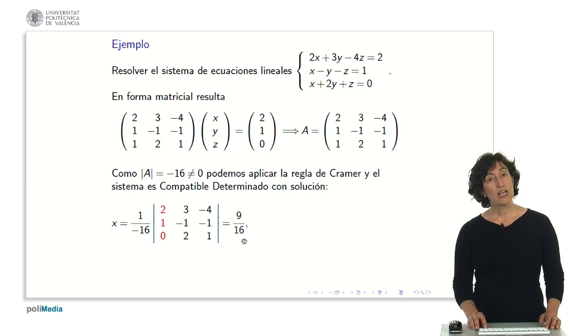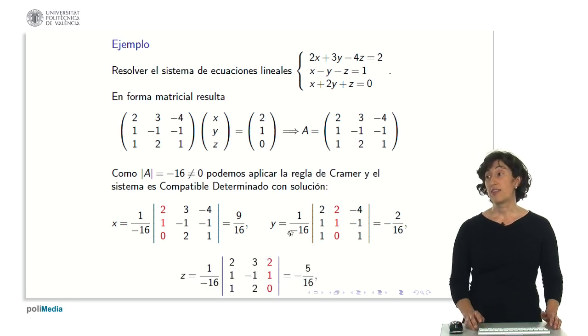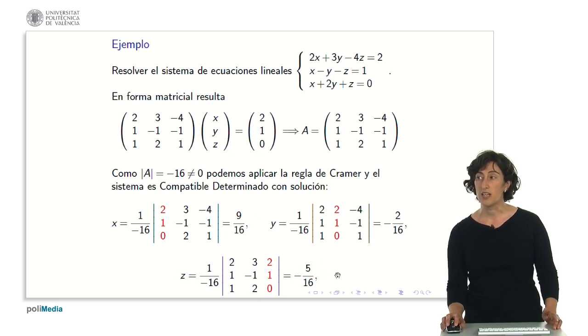Let's go with the y. The y is the second variable, with which I'm going to have to replace the second column. I'm going to have to eliminate it and put the 2, 1, 0. I calculate this determinant and I get 2, so y is minus 2 divided by 16. That is what the y value is. And the last, the z, is the same. I take the last column and replace it with the 2, 1, 0, which is the vector of independent terms. I remove this one here. This determinant, because of the rule of Sarrus, is worth 5. Then the z is worth minus 5 divided by 16.